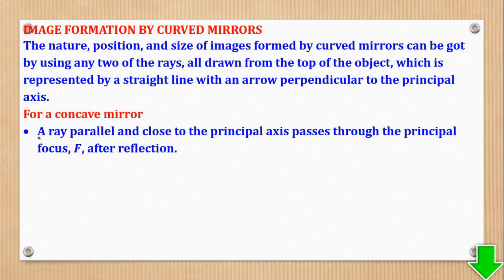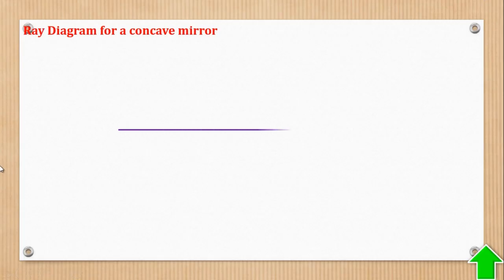This first ray says, a ray parallel and close to the principal axis passes through the principal focus F after reflection. So let's draw that ray in this slide. We shall list them as we draw so that we can easily follow. So we shall first draw our symbol for the curved mirror. Then put the principal focus and the center of curvature. Then we show the object.